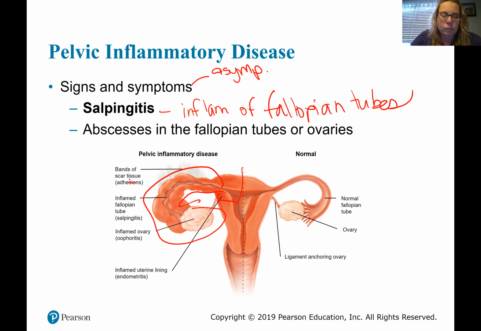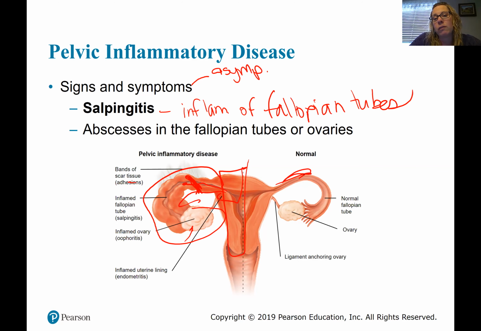Basically, here the ovary has become inflamed, the endometrium has become inflamed, the uterus itself has become inflamed, and that scar tissue can basically prevent the egg and the sperm from meeting. And if it happens bilaterally, that can result in infertility.